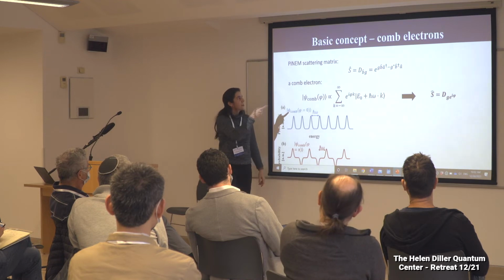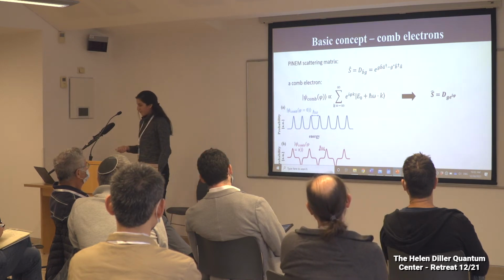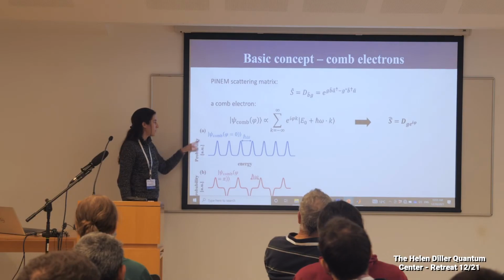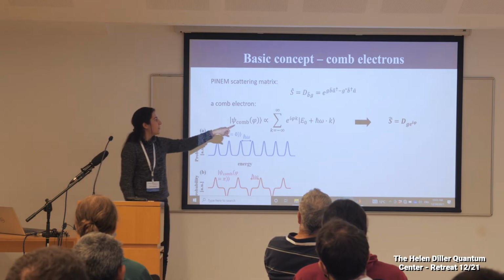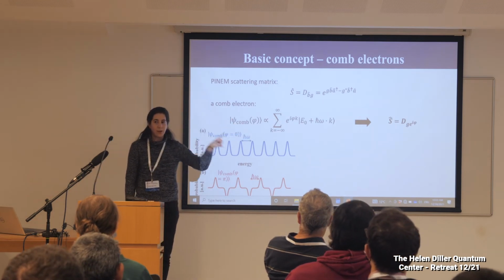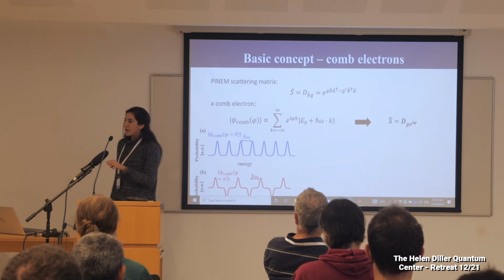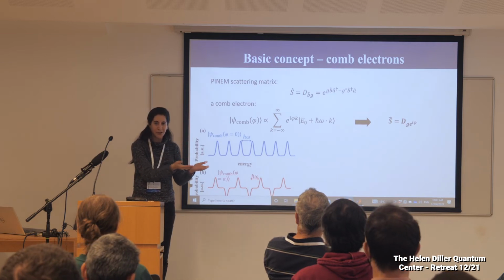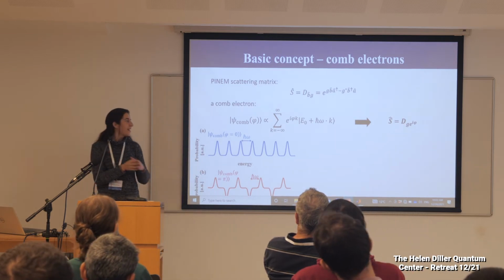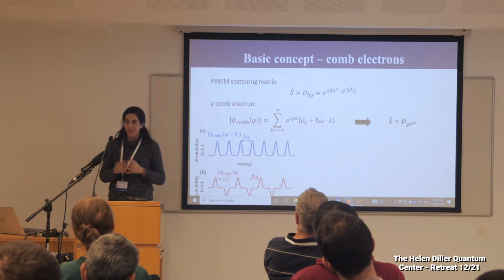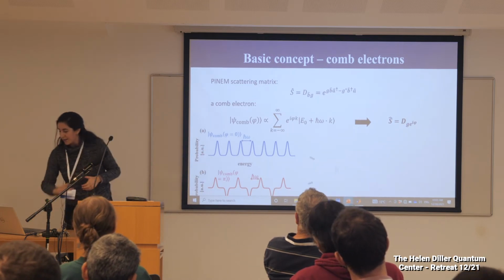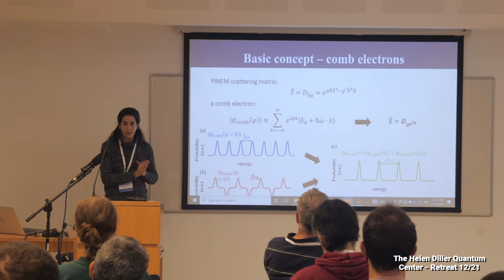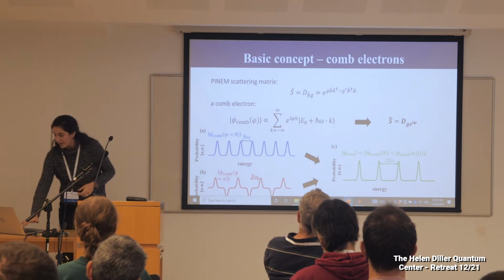So this is the scattering matrix of the PNM interaction. If we take a comb electron, you can see here a few examples of comb electrons with different phases. The scattering matrix will be altered into a displacement operator. It means that if we take a vacuum state, it will be altered after the interaction into a coherent state. So if we take a superposition of comb states with different opposite phases, the question is, are we going to get a superposition of coherent states with opposite phases, which is a cat state? Okay, so let's see what happens.